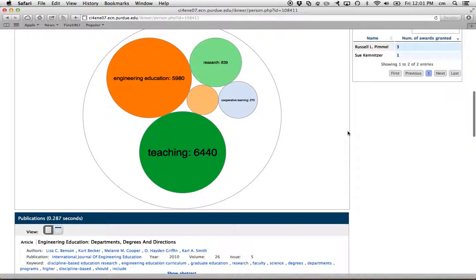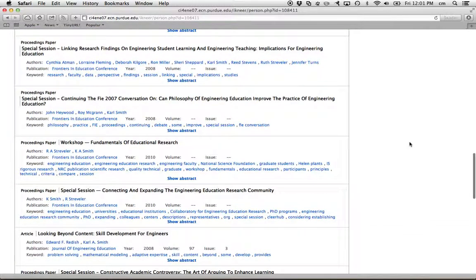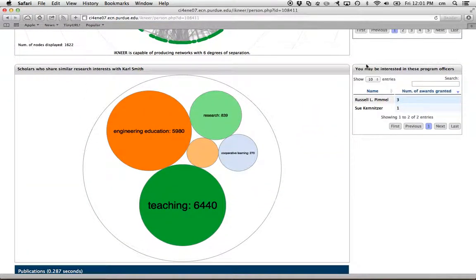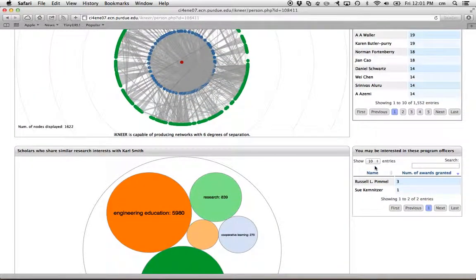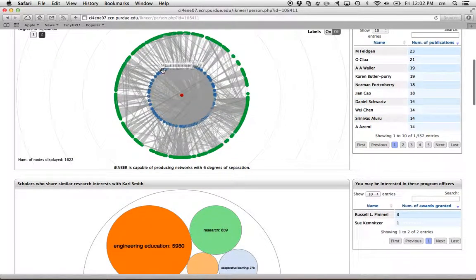Now, right below that is all of the publications that Carl has: articles, proceedings papers, and a special session paper. All of his granting information will be present below that. If you're interested in Carl Smith's work, you might also want to look at the people who fund Carl's work, and you see Sue Kemnitzer, Russ Pimmel, and so on, and people in the community would recognize these names. You might also be interested in all of these people who are working with him.